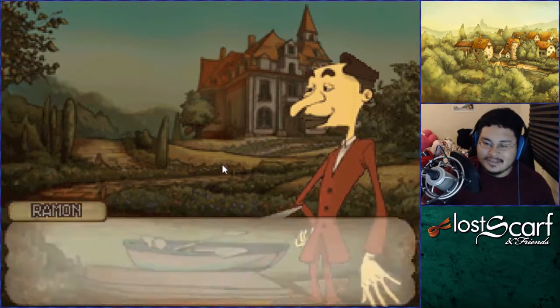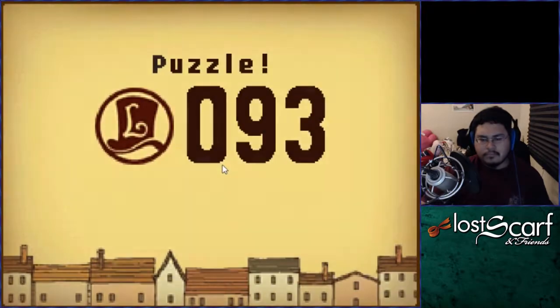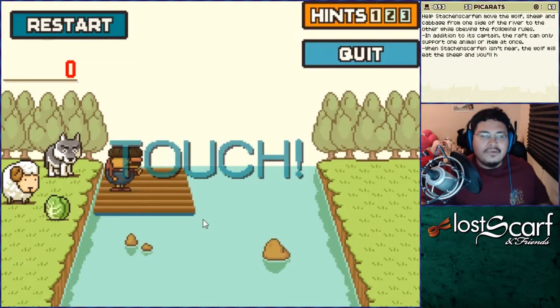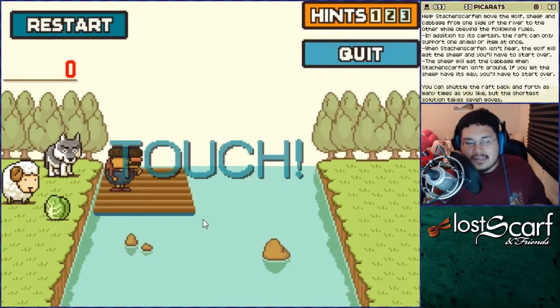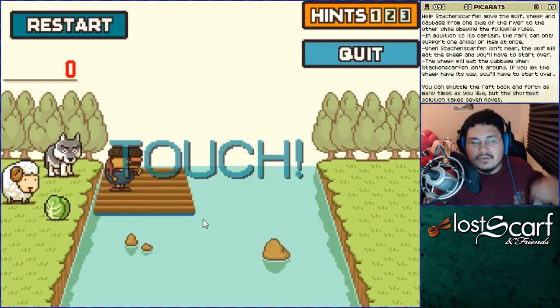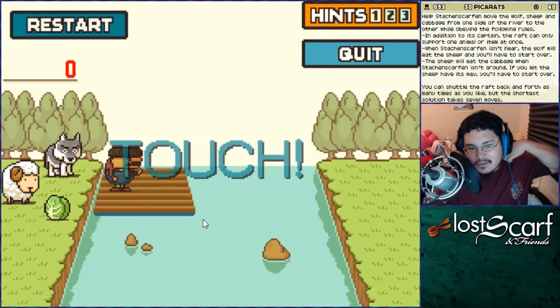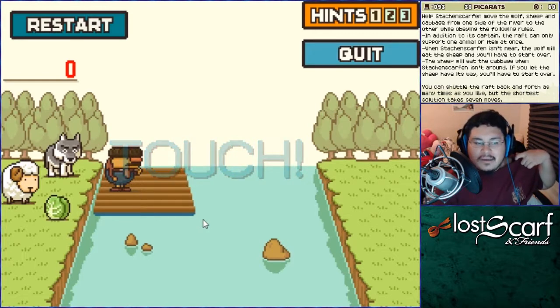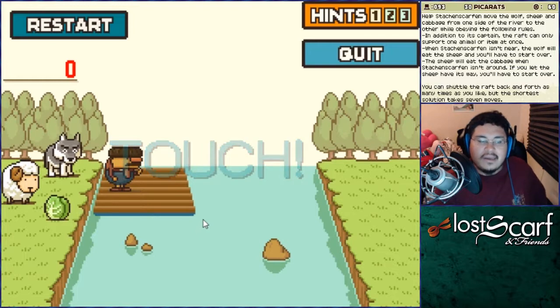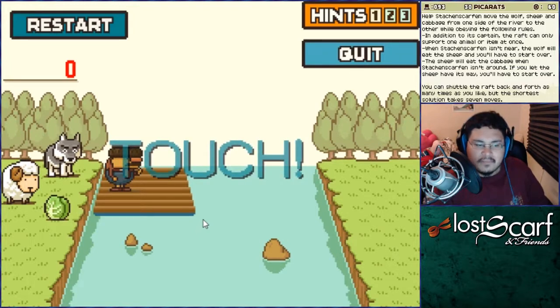Over the river. Move the wolf, sheep, and cabbage from one side of the river to the other while obeying the following rules. In addition to its captain, the raft can only support one animal or item at once. When the captain isn't near, the wolf will eat the sheep and you'll have to start over. The sheep will eat the cabbage when the captain isn't around. You can shuttle the raft back and forth as many times as you like, but the shortest solution takes 7 moves.